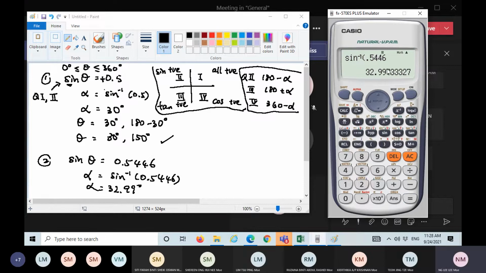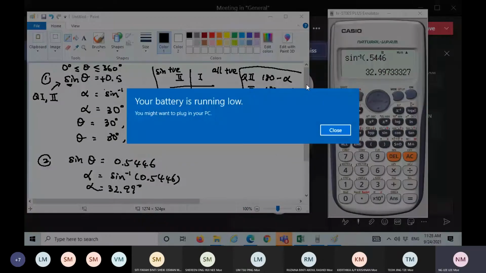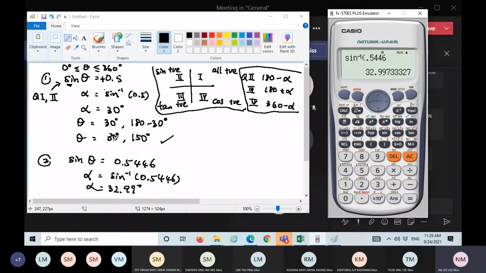It cannot be 99, because it's 997. So the 7, you add plus 1 here, so it's 33. Wait for a while, battery low. Okay. Is that okay? Not 32.99. After this 7, at the third digit one, you plus 1 here. So this one will become 33.